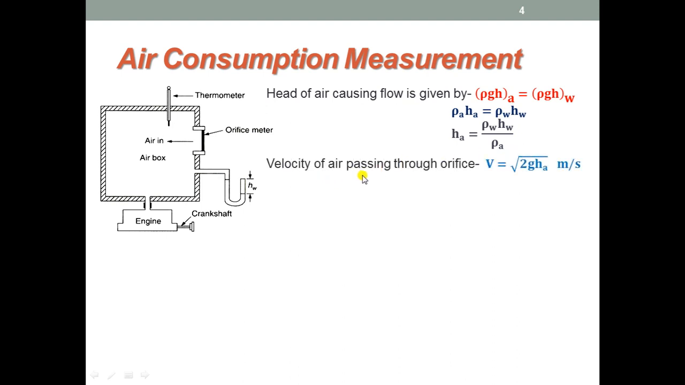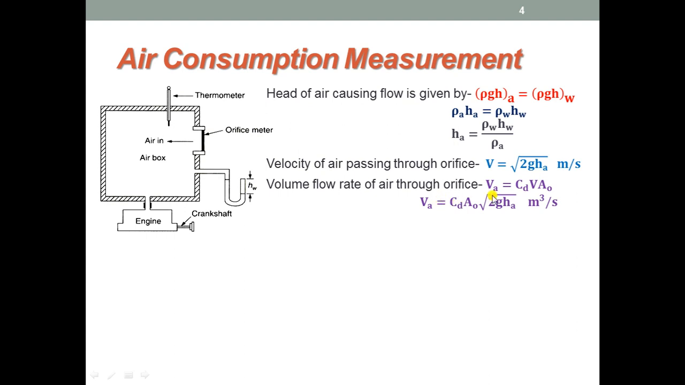Next, velocity of air passing through the orifice can be written as V is equal to root of 2gh of air, and it is measured in meters per second. And volume flow rate of air through the orifice is given by the coefficient of discharge of the orifice multiplied with the velocity of air passing through the orifice multiplied with the area of the orifice A naught. And this is the expression which is used to find out the volume flow rate of air through the orifice.